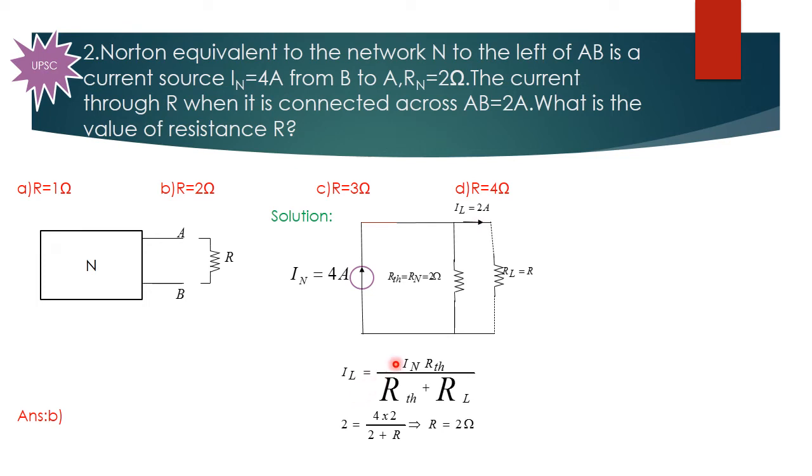Then by using current division rule, we can calculate what is the load current. That is IL is equal to IN into RTH divided by RTH plus RL. That is, IN is the total current, RTH is the other branch resistance divided by the sum of the branch resistances. So IL is given equal to 2, that is equal to 2 into 2 divided by 2 plus R. So from this we can calculate the value for R. R is equal to 2 ohm. So option B is the right answer.